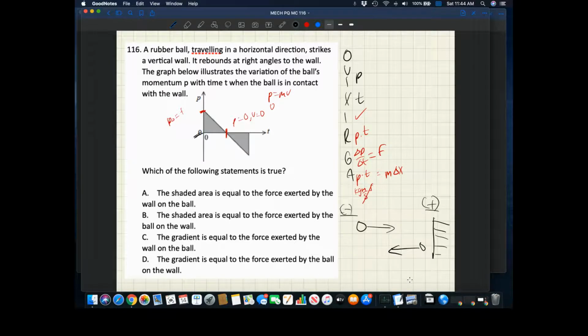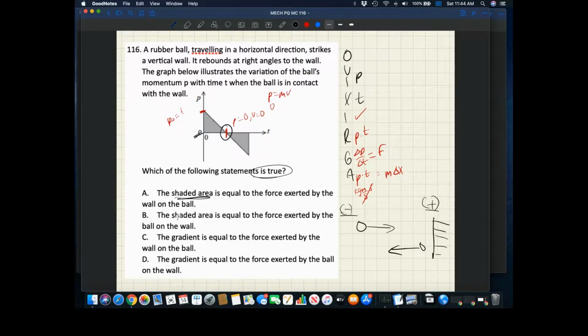It shows its momentum with respect to time. If you notice here, on the momentum-time graph, it seems like there's no time of interaction or impact. So this thing bounced off without any deformation at all, like we saw in the lessons. Which of the following statements is true?